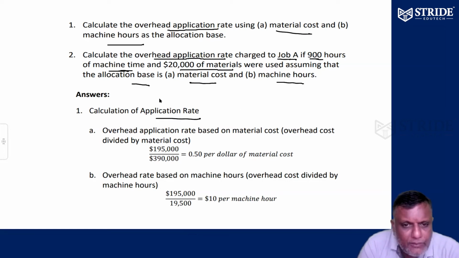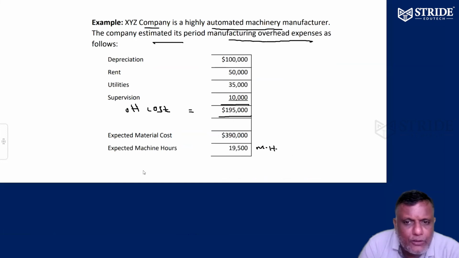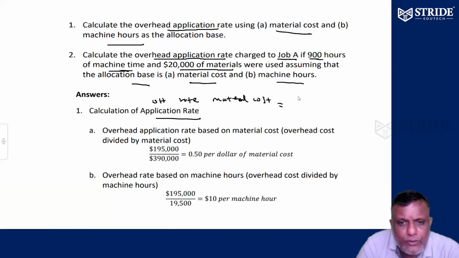First, you have to find the applicable rate. So the overhead rate, I'm going to find out based on the material cost. I told you already how overhead is applied based on the material cost. I can say it in terms of percentage also. What is the overhead cost? $195,000. What is the material cost? $380,000. So overhead is the numerator and material cost is the denominator, times 100 for percentage, or per dollar.